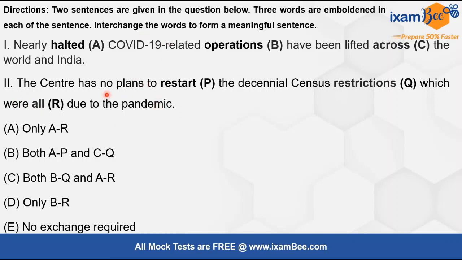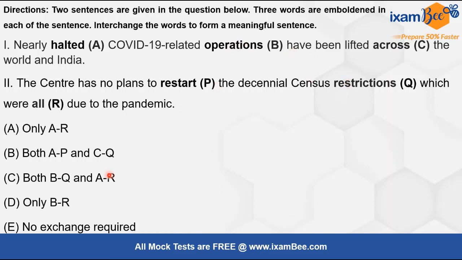So when we read this, we know that both the sentences don't make much sense. Halted COVID-19 related operations have been lifted. So no, operations are not lifted, restrictions are lifted, right? We all know in COVID-19 several restrictions were imposed, several restrictions were in place, and they have been lifted, right? So restrictions is the correct usage here.